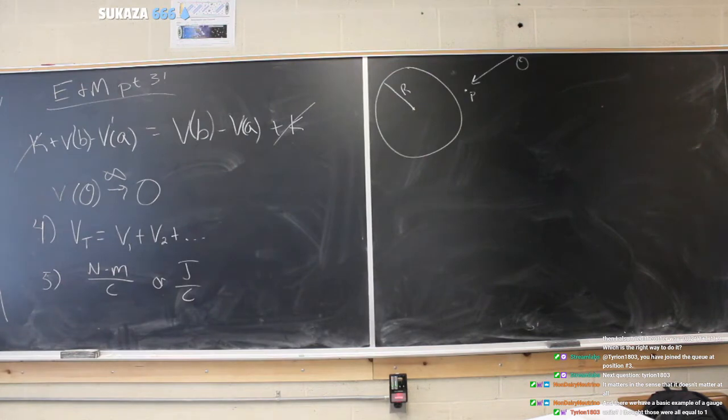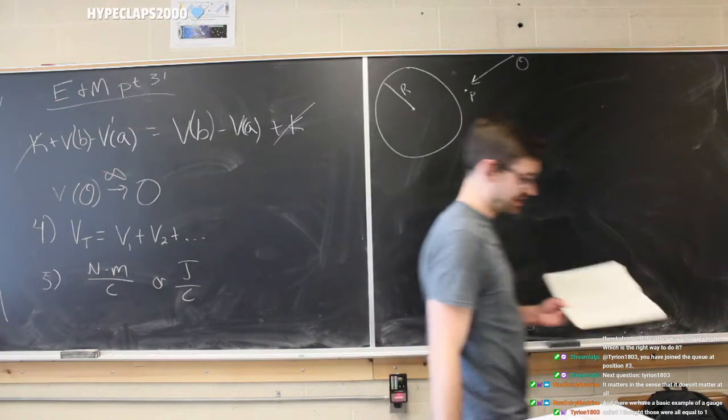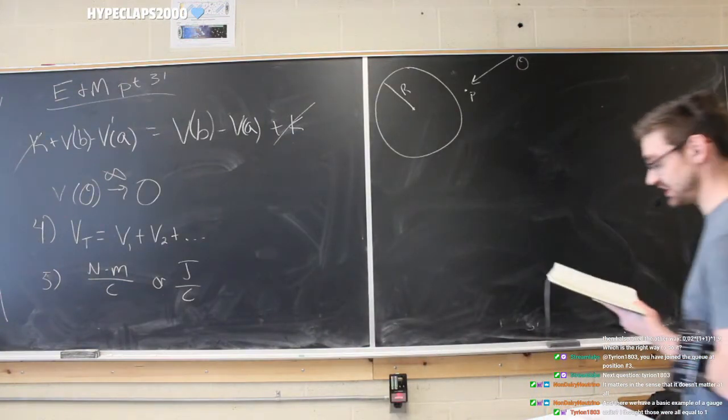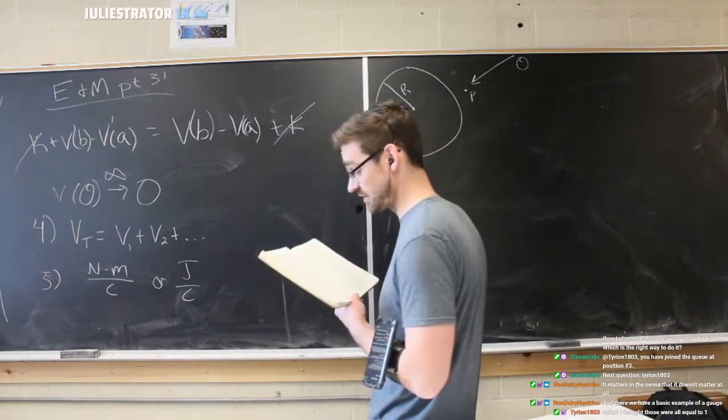Okay? I know, right? I tried to set them equal to 1. But Griffiths wants us to be more careful, I guess. I don't know. He doesn't get it yet. He hasn't watched my stream, I guess.